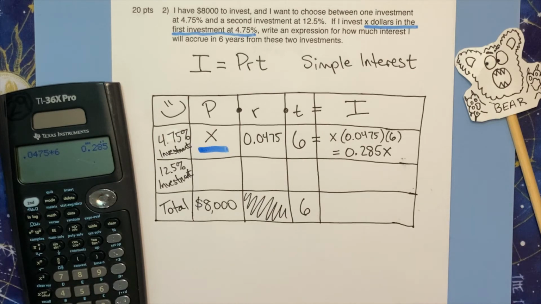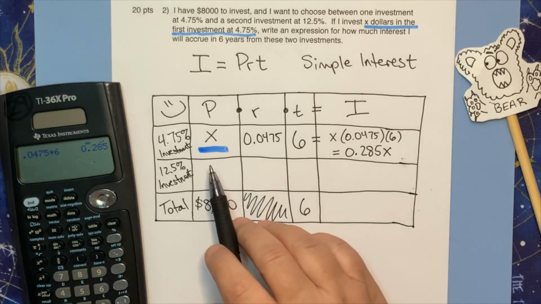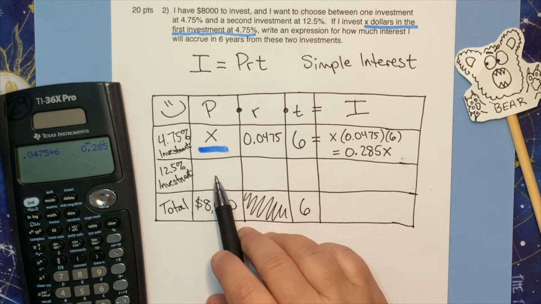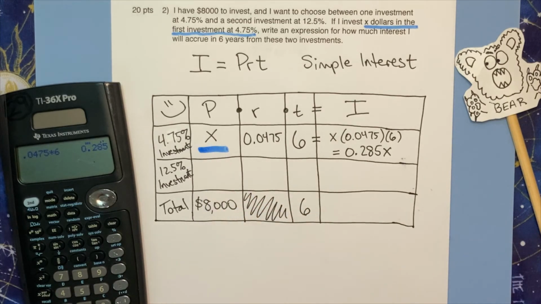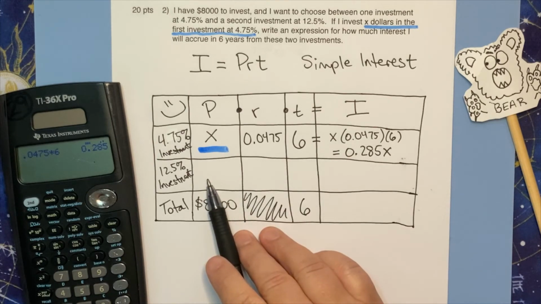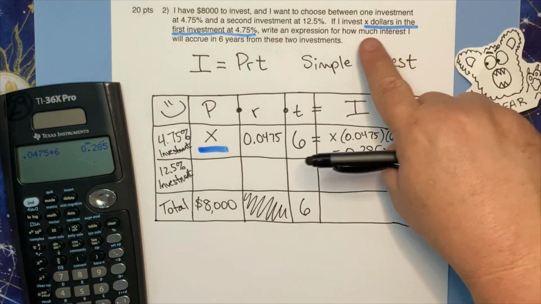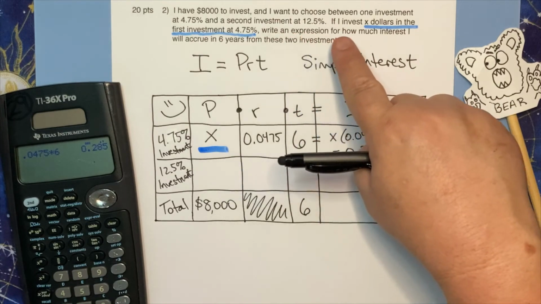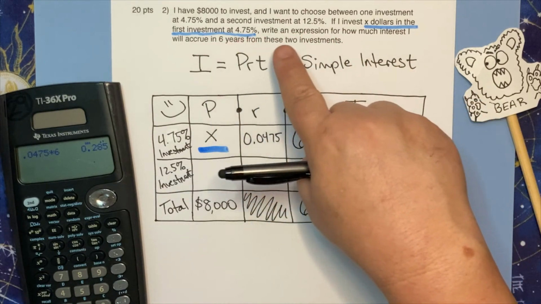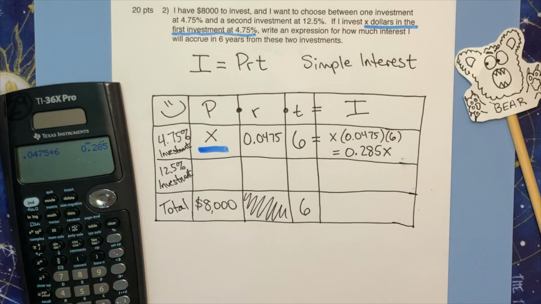Now, some folks feel comfortable with using a y here, bringing in two variables, and that's absolutely fine, but that's not the approach we took in this chapter. So if you want to use a y, that's great. You will get to the same result, except then you're going to have to convert. When I say write an expression for how much interest I will accrue in 6 years from these two investments, you will need to convert it into x's at the end. So instead of doing that, I'm going to go ahead and just use x from the beginning.